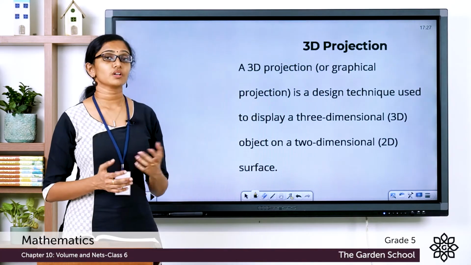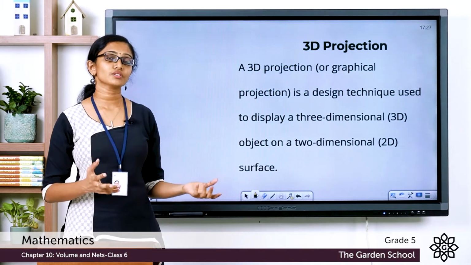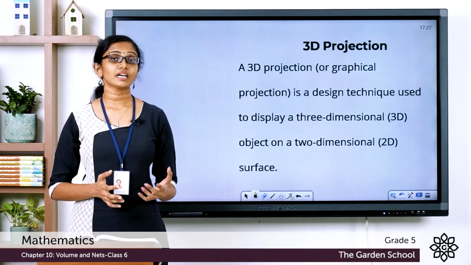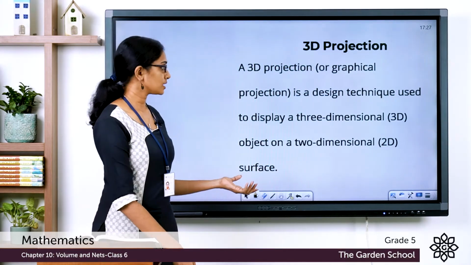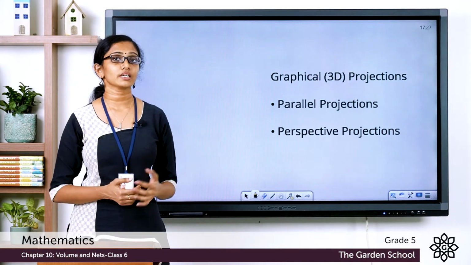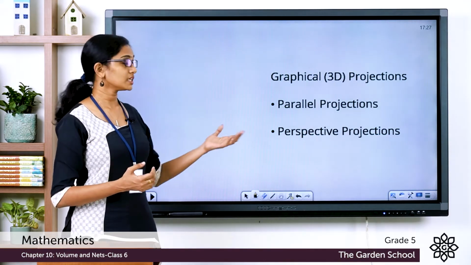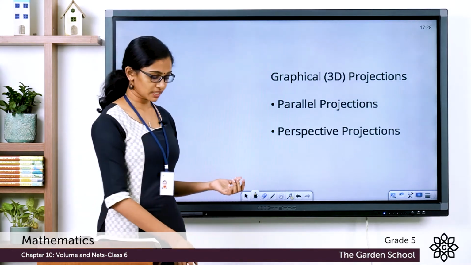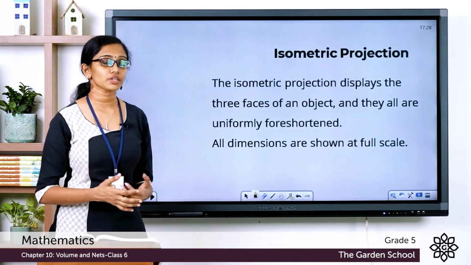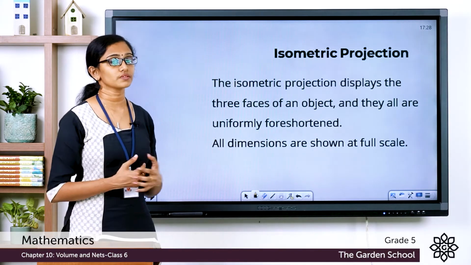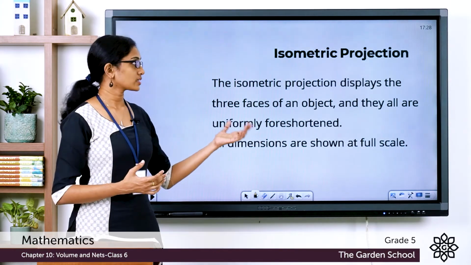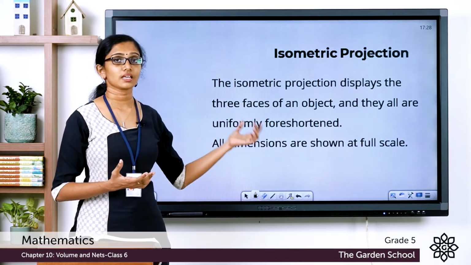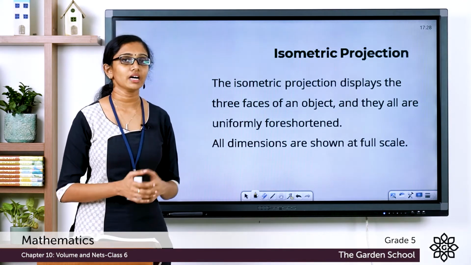A graphical projection or a 3D projection is a design technique used to display a three-dimensional object on a two-dimensional surface such as paper. There are different types of projections. There are parallel projections, which are more suited for projecting objects with parallel edges, and perspective projections, which give more realistic drawings or sketches. And there is isometric projection, which gives drawings that display the three faces of the solid object. These sketches show the dimensions at their full scale, and give you a proper idea of an end product.